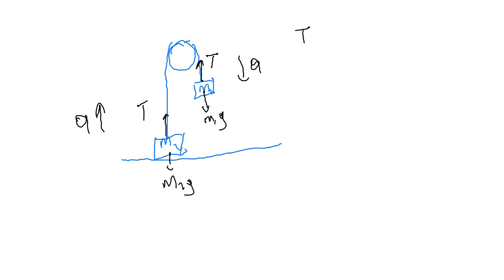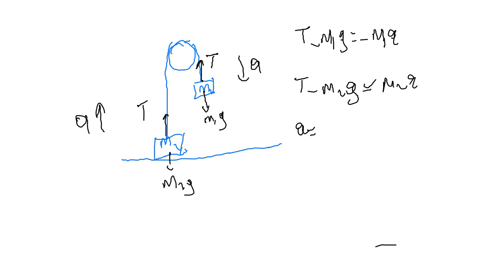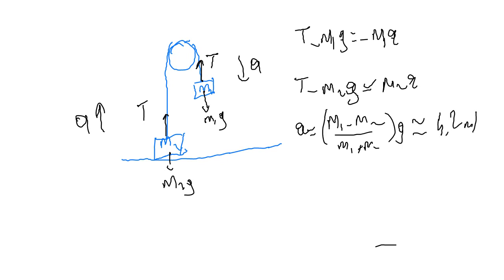So what is Newton's second law? T minus m1 g equals minus m1 a. Some of you forget the minus sign. And T minus m2 g equals m2 a. Okay, when you arrange and solve for the acceleration, it is (m1 minus m2) over (m1 plus m2) times g, and it is roughly speaking 4.2 meter per second squared.